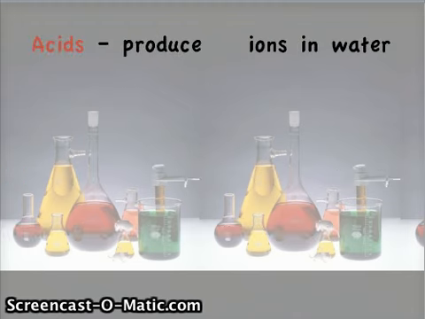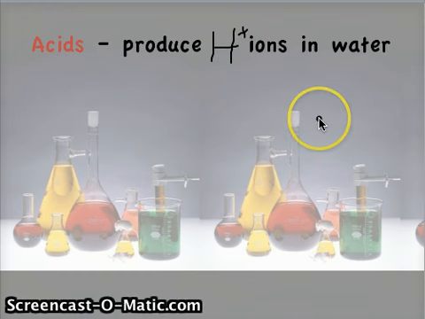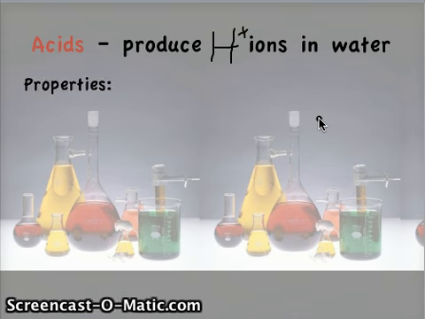Just as a review, acids produce hydrogen ions in water. Remember that plus sign is a charge, and if you have a positively charged ion, that means there's more protons than electrons. Exactly right, Miss Sandary. There are several other properties of acids that we need to remember. First, sour taste. Lemons are acidic. They taste sour.